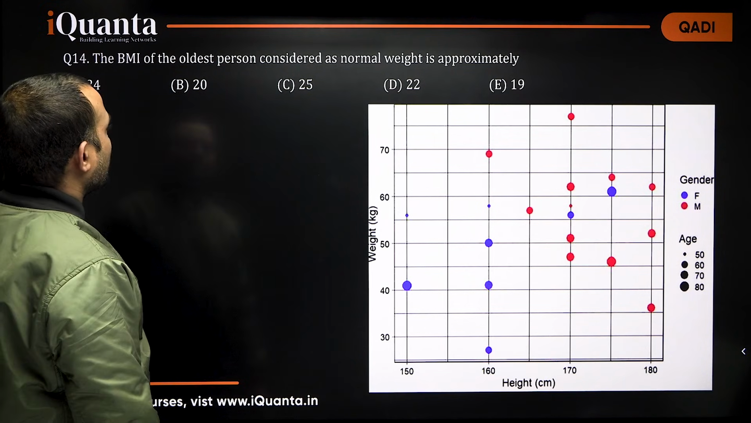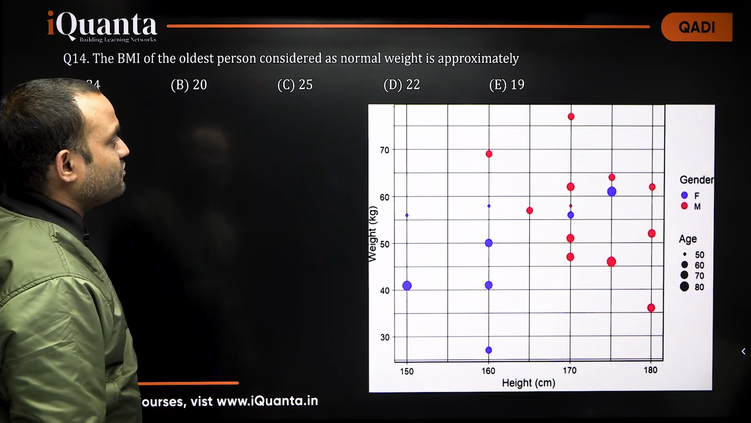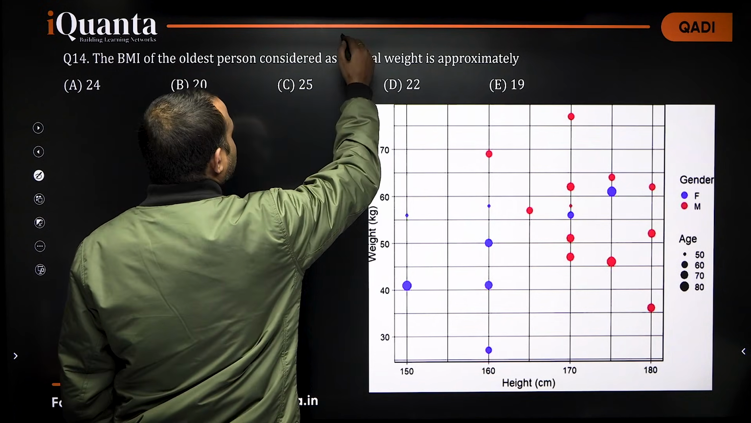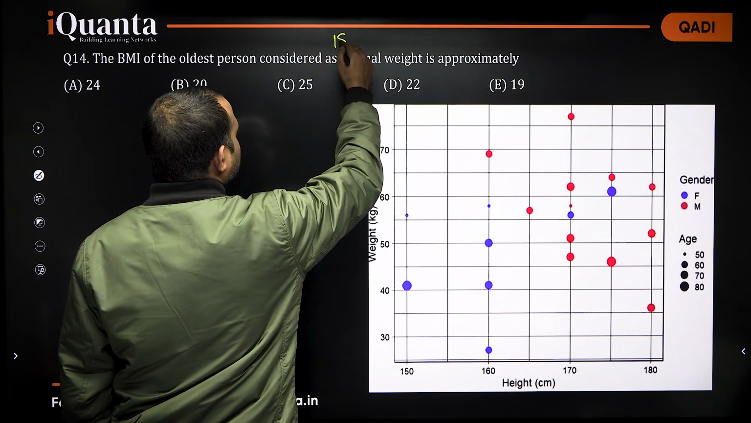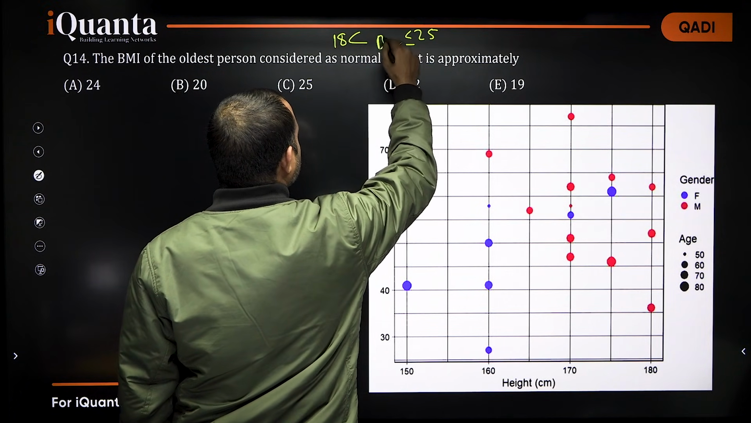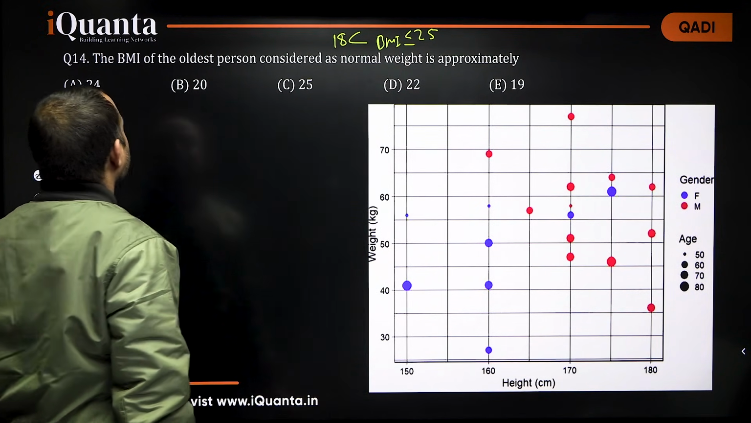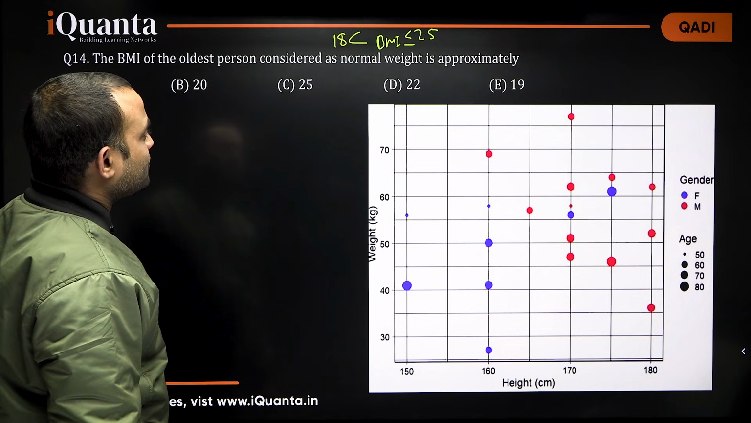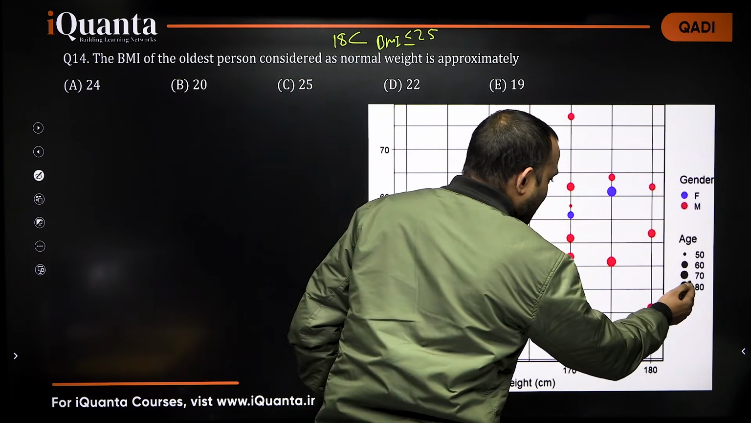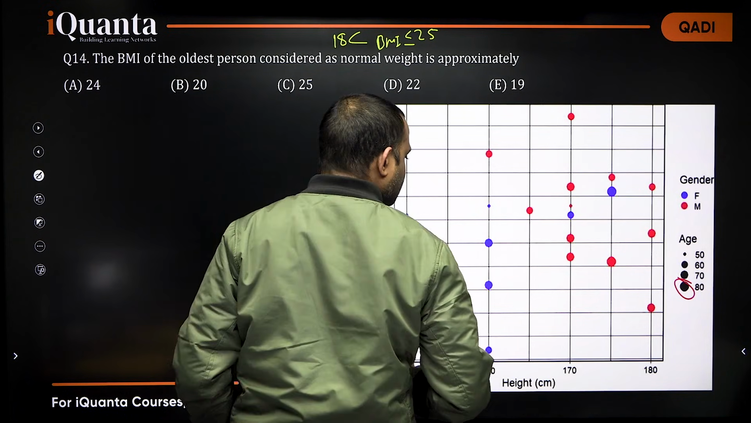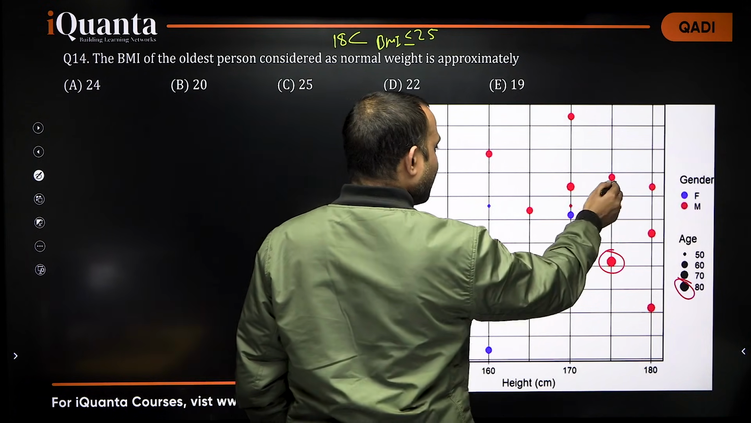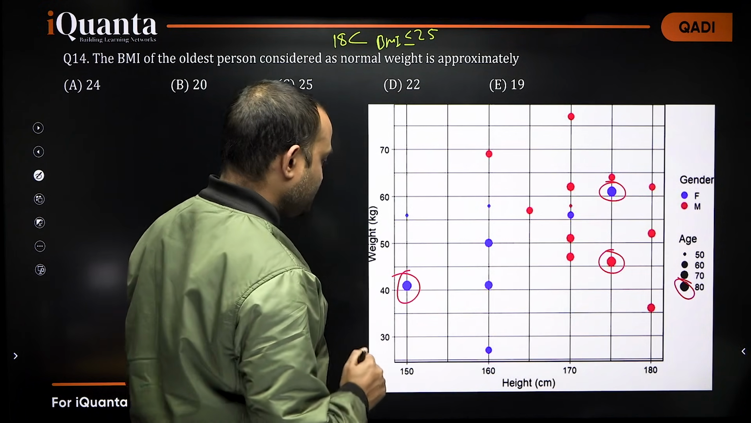The BMI of the oldest person considered as normal weight is approximately. For normal weight, what is the BMI? It's greater than 18, but less than or equal to 25, I guess, right? This is the BMI of the normal weight. So oldest person, this largest circle, how many largest circles are there? Let's see. We have 1, 2, 3, these 3, right?